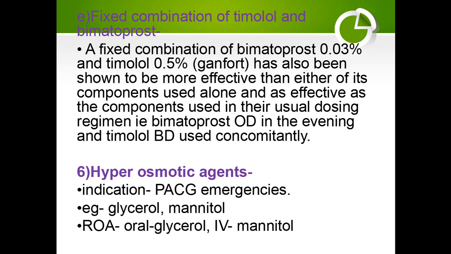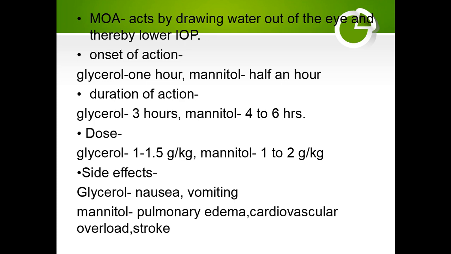The sixth treatment choice is hyperosmotic agents. It is indicated in primary angle closure glaucoma emergencies. Examples are glycerol and mannitol. Route of administration: glycerol is given orally, mannitol is given by the intravenous route. Mechanism of action: it acts by drawing water out of the eye and thereby lowering the intraocular pressure. Onset of action: for glycerol it takes 1 hour to act. For mannitol it takes half an hour.